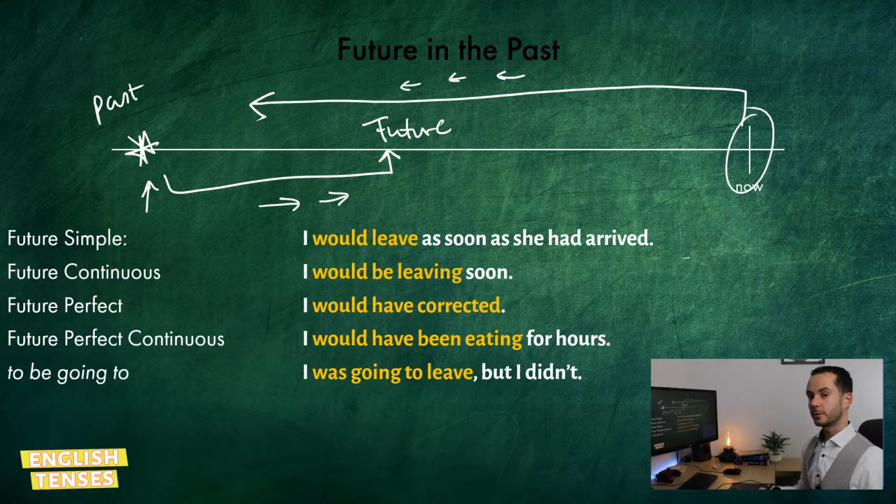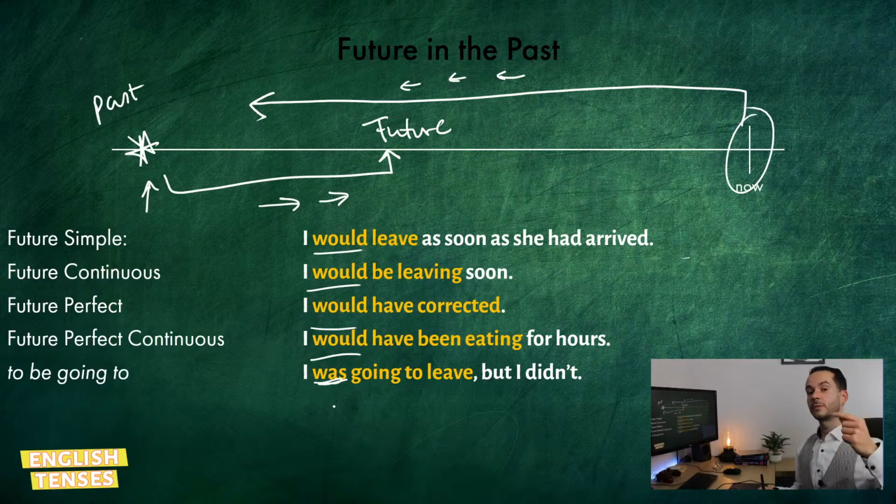Same goes for future perfect. I would have corrected. Future perfect continuous. I would have been eating for hours. And to be going to, I was going to leave, but I didn't. So what you notice when you look at the future and the past, we change the will to its past equivalent. So will becomes would. For to be going to, we get was.